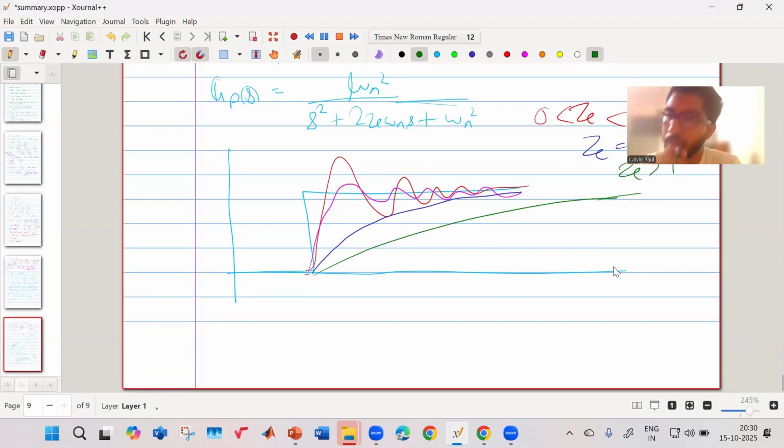Now what will happen when you have an RHP? If you add an RHP, what would be the effect?